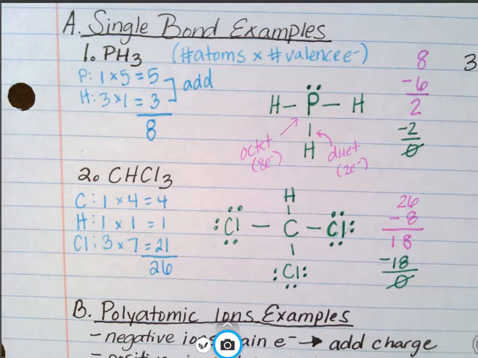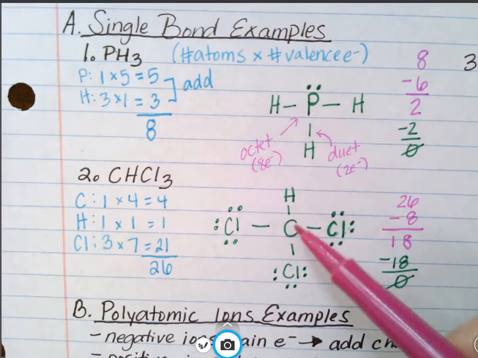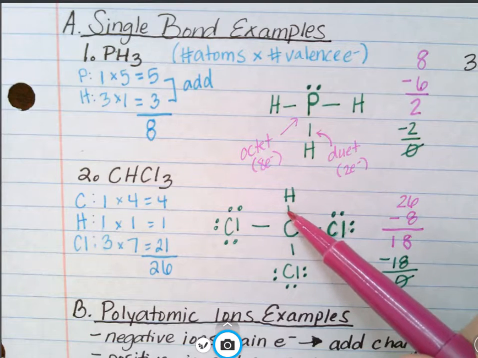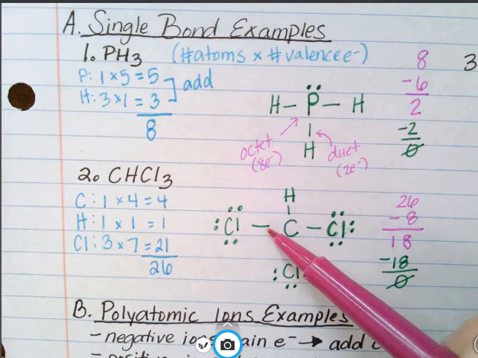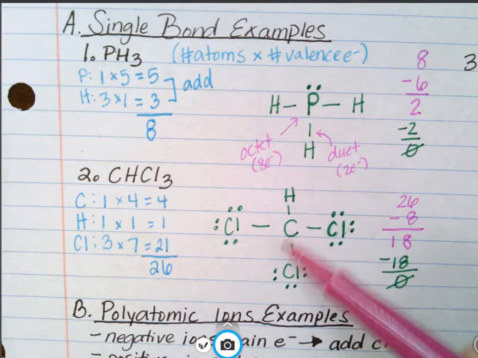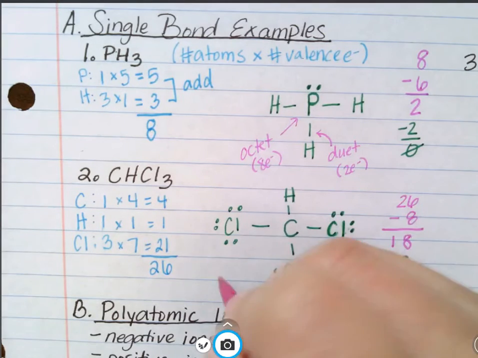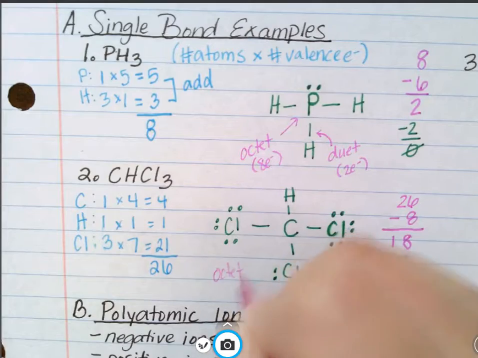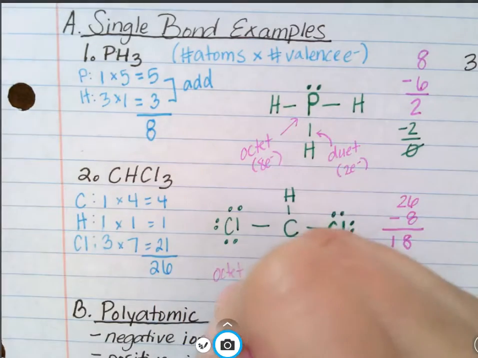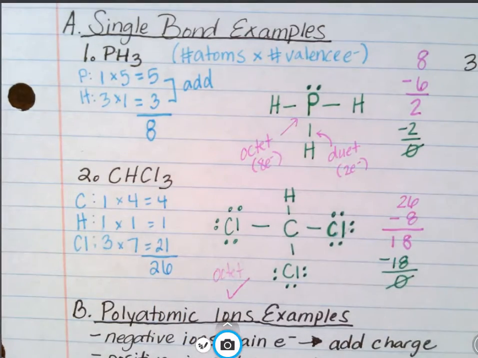All right, next part. Check the central atom for an octet. Okay, so carbon has 2 here, 2 here, so 2, 4 altogether, 4 bonds, so that's a total of 8. So carbon does have an octet. And I'm just going to write octet check mark. I've checked that step. Good. Okay. Here's another example.